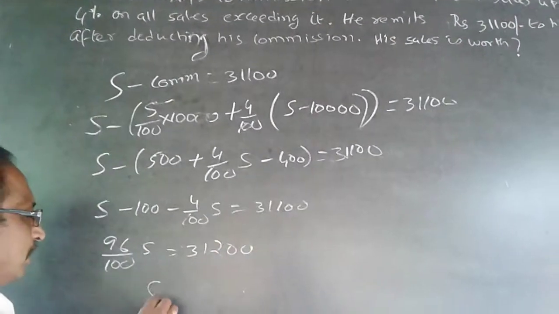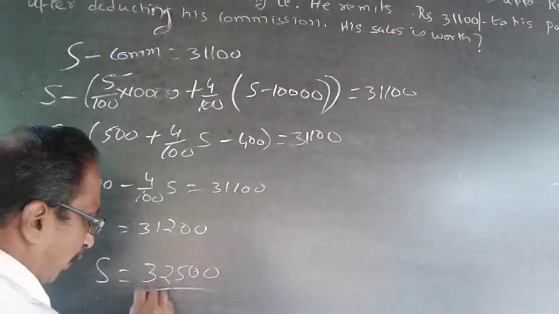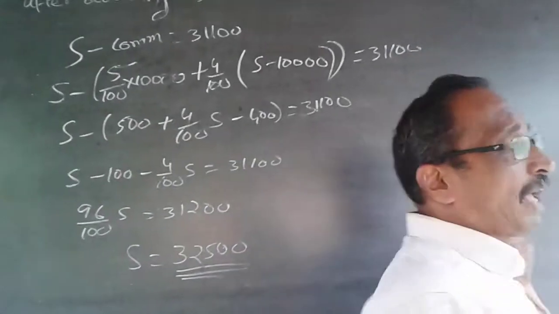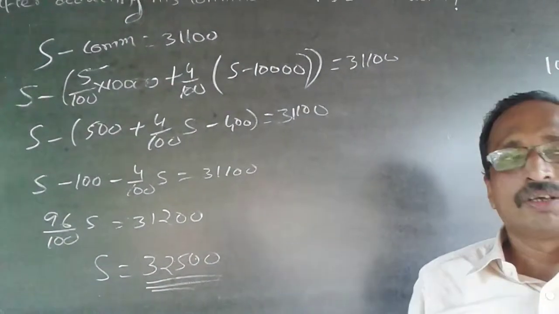Now we can solve this. S will be equal to 32,500. The answer is 32,500. Total sales is worth 32,500.